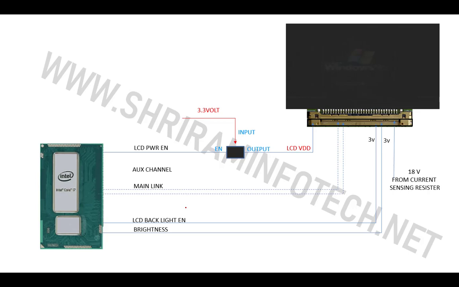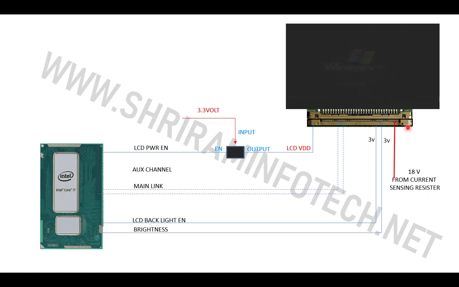Next we'll see how the graphic chip sends the signal to the screen. So this is my LCD screen, this is my 30 pin connector, and here is my CPU. When we apply power to the laptop, there is immediately 18 volts across this connector, at pin number 28 and 29.